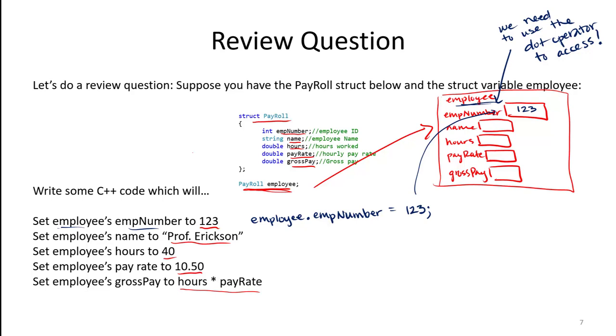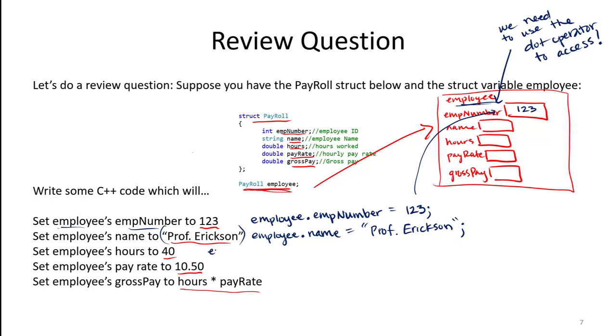Next we have the name. So be careful here. Remember, name is a string type. So when we are assigning a string variable, we need to put the thing we want to assign in double quotes. So here, since name is string type, we go like this. And we can do the same approach for hours and pay rate.